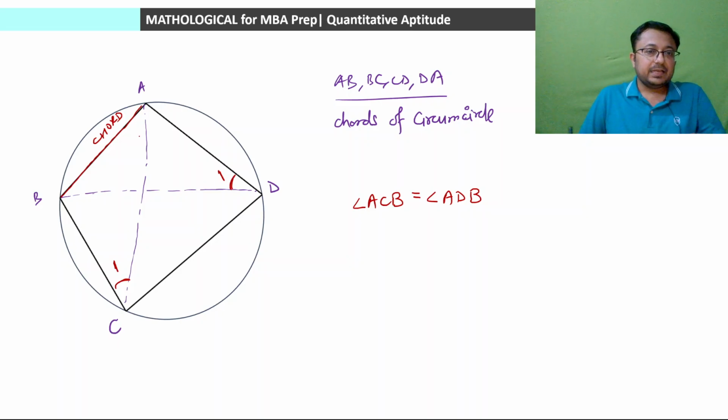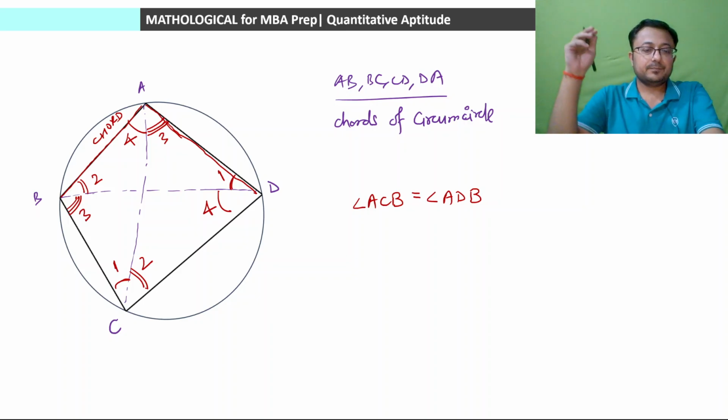Similarly, if you assume chord AD is also a chord, then from chord AD, one angle is ABD and the other angle is ACD. These two will also be equal. Similarly, from chord CD, CBD is angle 3, and CAD will also be equal. And lastly, the remaining angles from chord CB, this angle and this angle, will also be equal. Isn't it so?